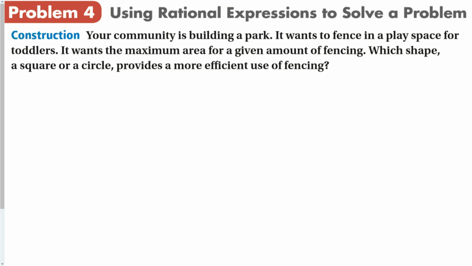So your community is building a park. It wants to fence in a play space for toddlers. It wants the maximum area for a given amount of fencing. Which shape, a square or a circle, provides the most efficient use of fencing? Well, if we want to find the most efficient use of fencing, we divide the area by the perimeter, right?